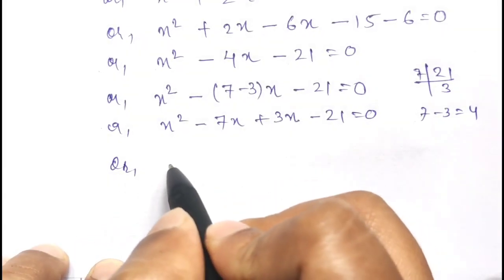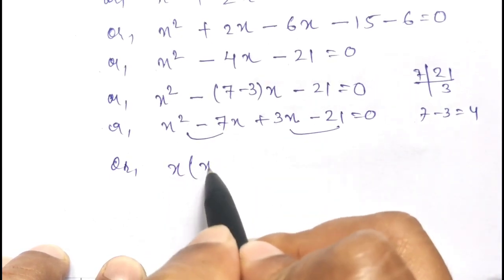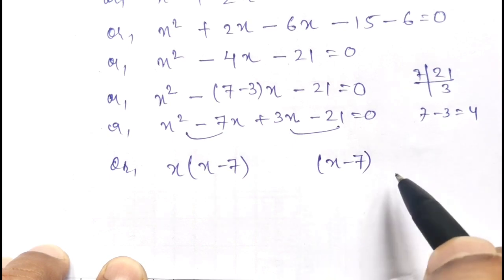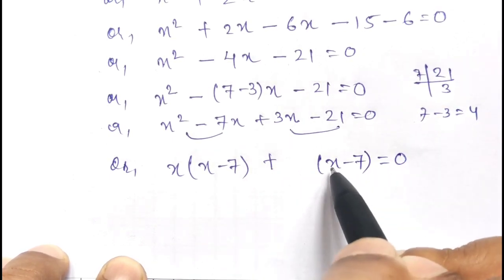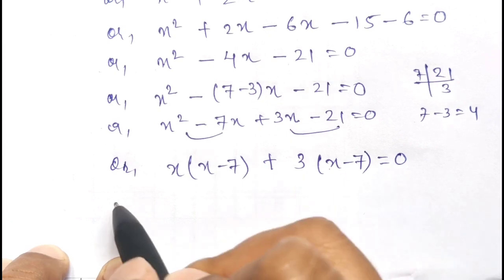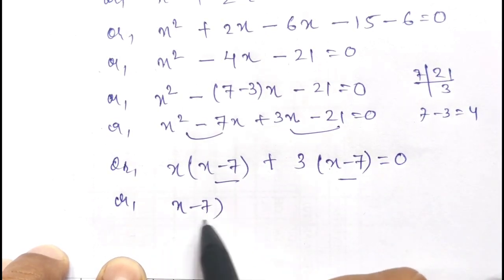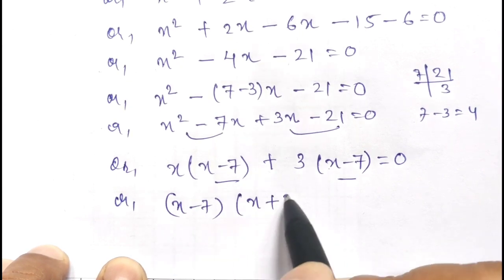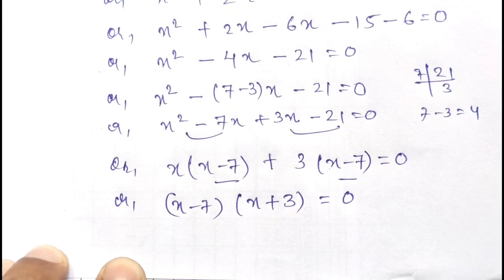Now take common from these two terms and these two terms. x is common, x minus 7 is there. Whatever has come, write that as it is. Now compare the coefficients. There is coefficient 1, there is coefficient 3. So in order to make this 1 into 3, we need to multiply by 3. So what is same, write it once and write the remaining part one time. So we got x minus 7 into x plus 3 equals 0.